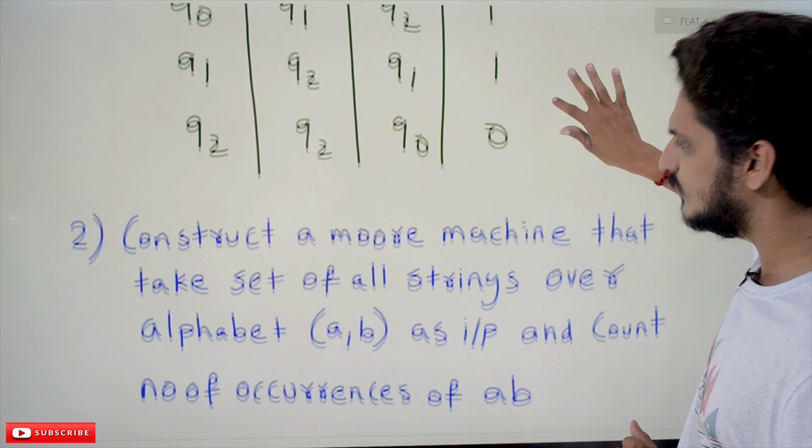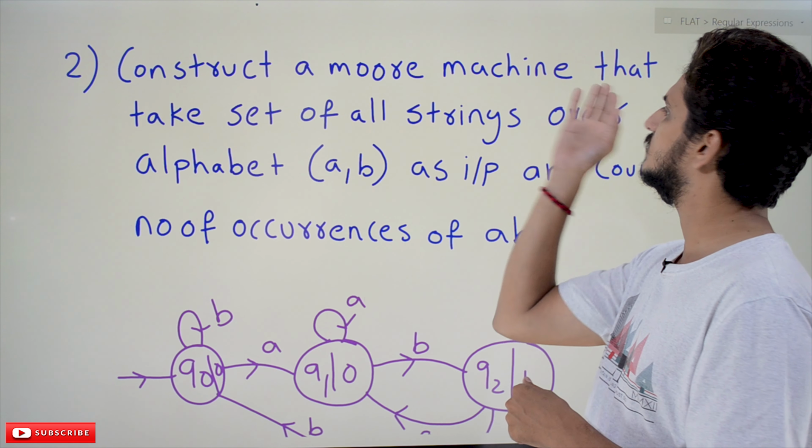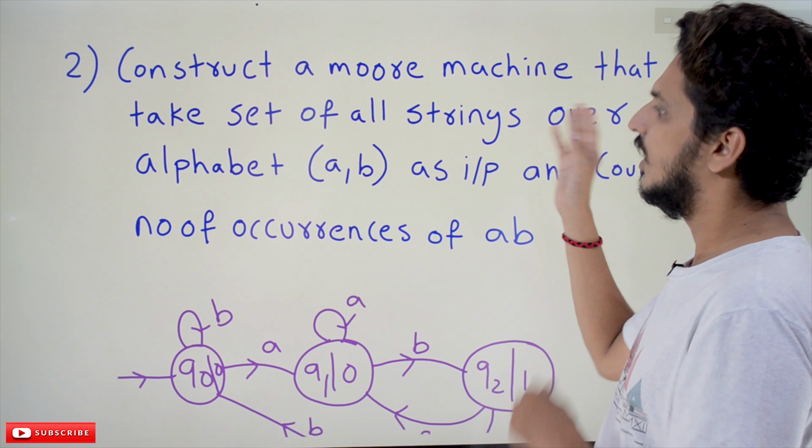Coming to our next example, with this example you will get some more clarity about what's the use of Moore machine. Construct a Moore machine that takes the set of all strings over the alphabet.